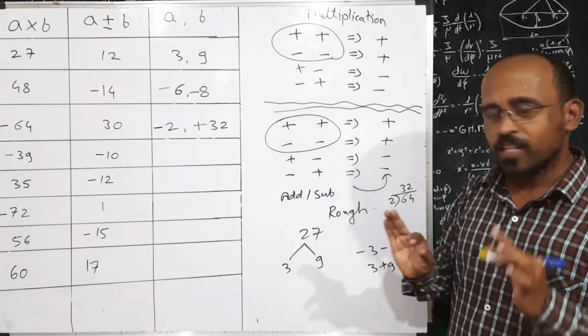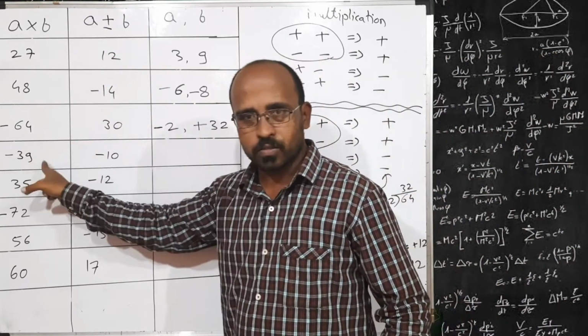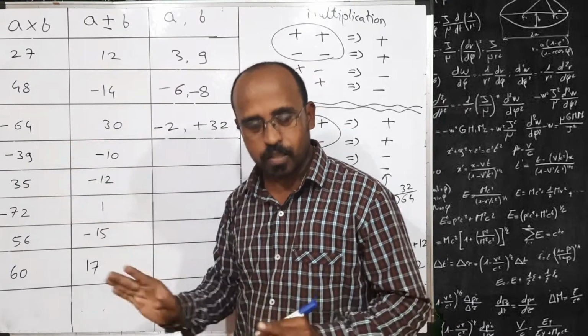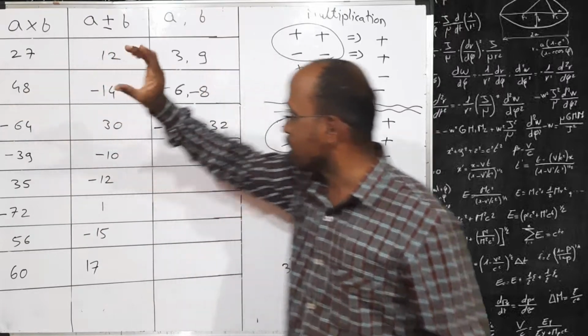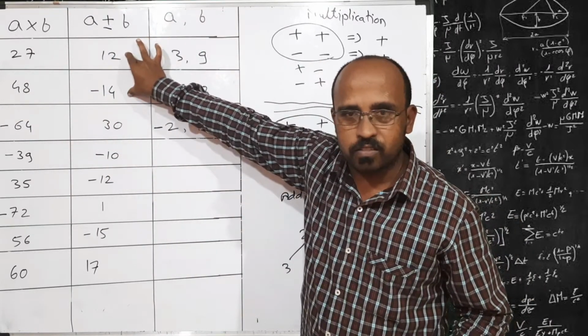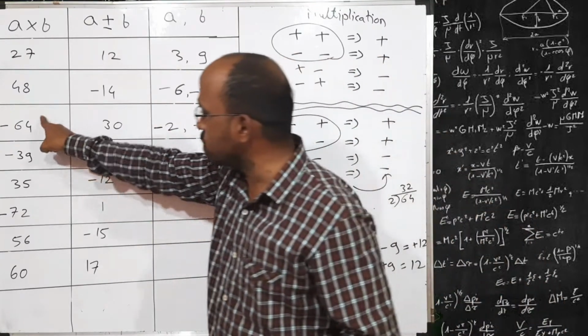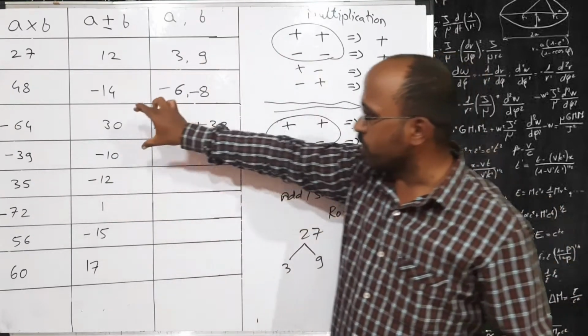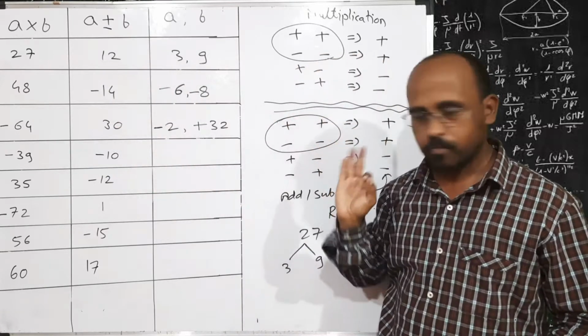Are you getting it? So the logic is we have to look for the numbers whose multiplication is given. Then we have to look for its symbol. If symbol is plus, we have to find the factors such that their addition is given in the middle column. If symbol is minus, we have to look for the factors such that their subtraction is equal to the number given in the middle column. Clear?